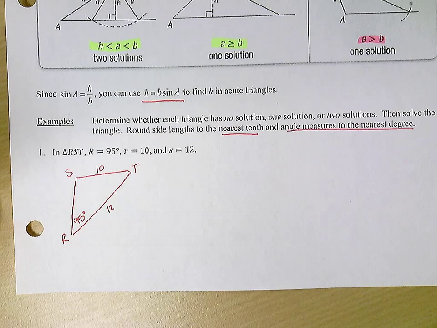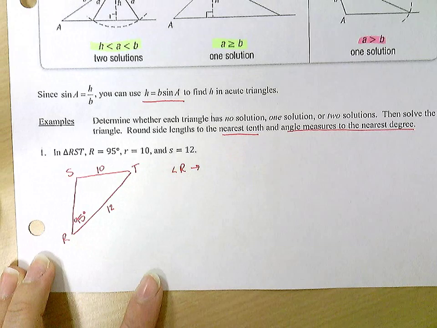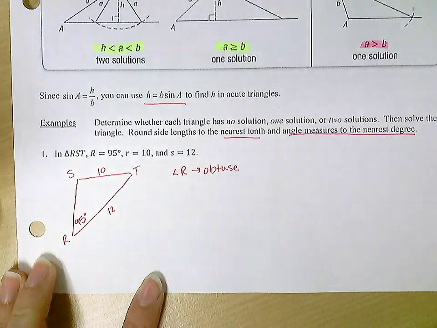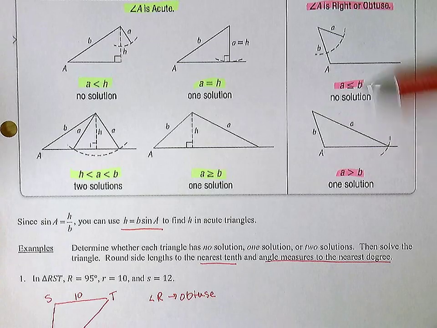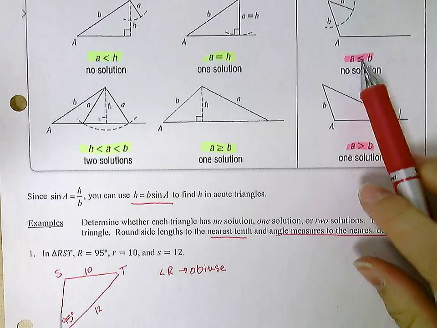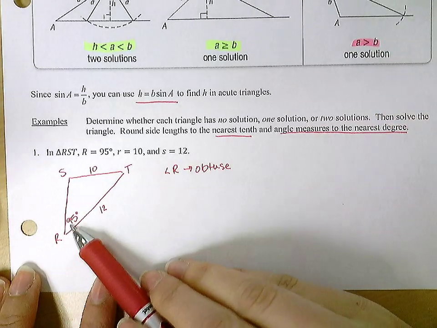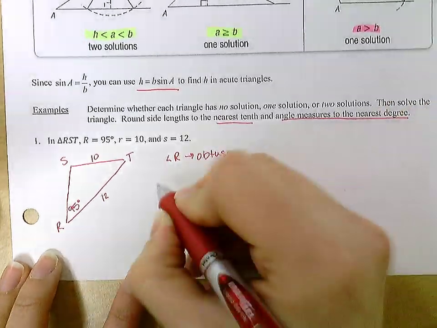So the first thing I want to do is identify whether the angle I'm given is acute or obtuse. So angle R in this one would be what? Obtuse. Since angle R is obtuse, that means I'm looking at these two cases right here, whether it's no solution or one solution. Again, your a value in these cases is the side opposite the angle you're given. So the side opposite the angle I'm given is 10.